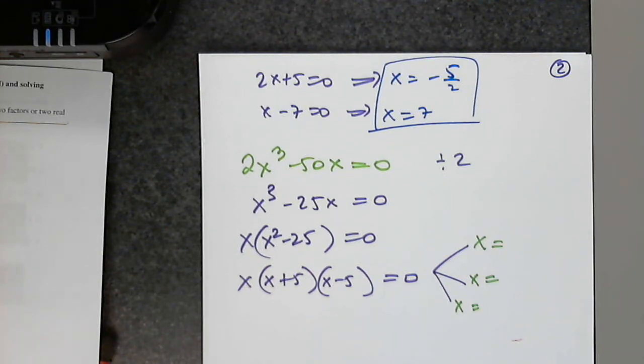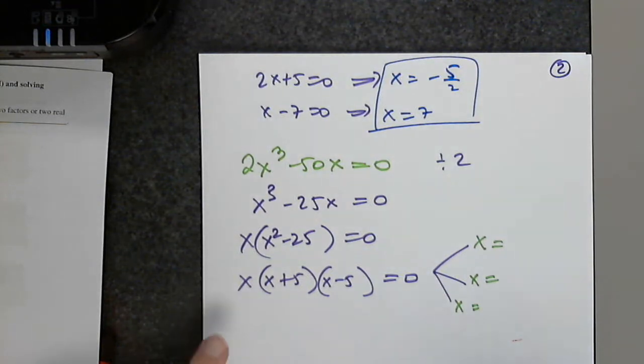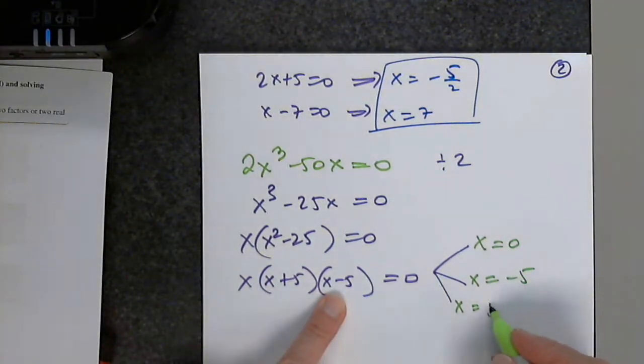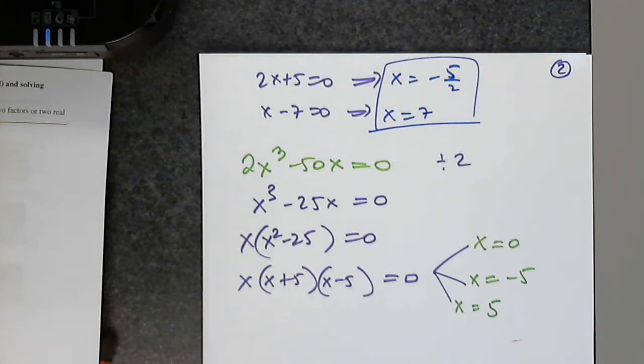It's the zero product principle. I have zero on one side and a product on the other. So what are the options here for this product to be zero? If the first factor is 0, I get 0. If the second factor is 0, I get -5. And if the last factor is 0, I get 5. You set each factor individually equal to 0. Is that okay? Okay.